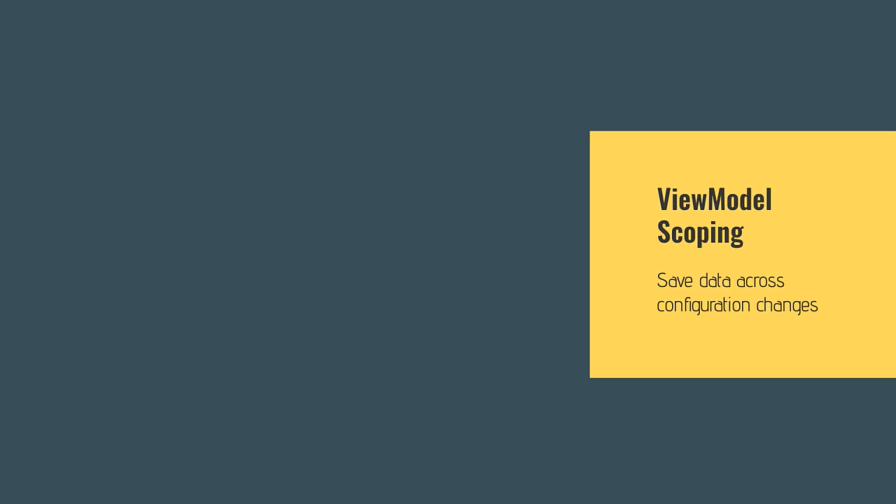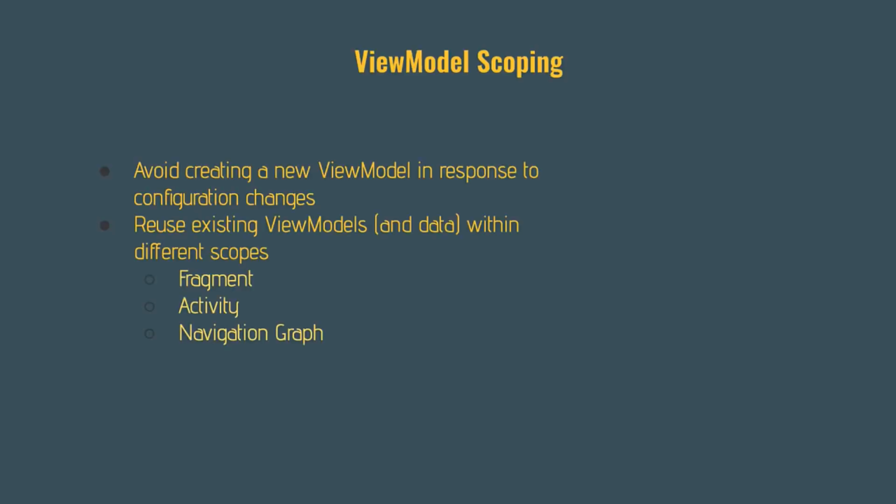Now, once you've put all of this new code into your view model, we want to make use of view model scoping to make sure that we're reusing data. The reason we want to do this is that we want to avoid creating new view models and thereby loading additional data in response to things like configuration changes. We haven't talked too much about configuration changes in this course, but a configuration change is something like a device rotation, for example, where you're going from portrait mode to landscape mode, or maybe vice versa.